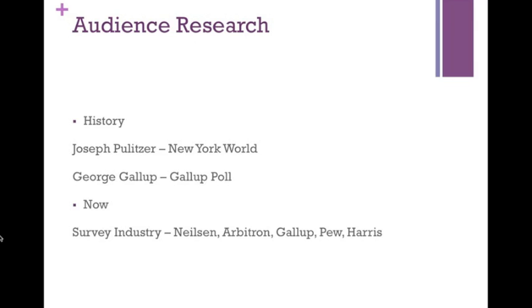Nielsen primarily covers television ratings. Arbitron covers radio. The Gallup polls are still around, and they cover economic, management, psychology, and sociology views. The Pew Research Institute covers press, politics, and public policy. And a newer company, Harris, has really pioneered ways to poll people online and with internet-based methods.